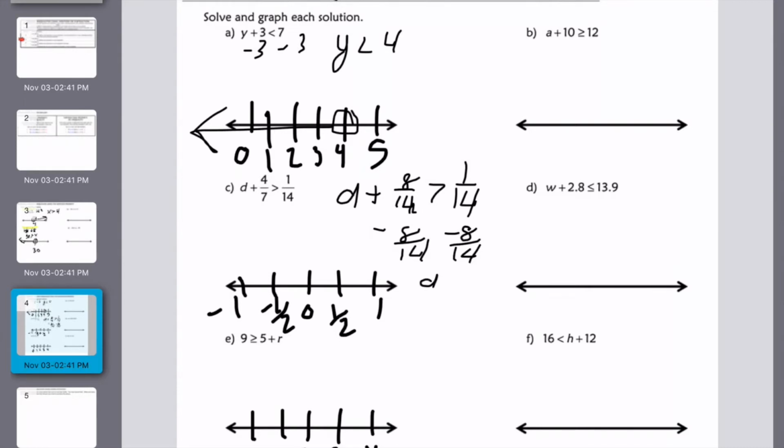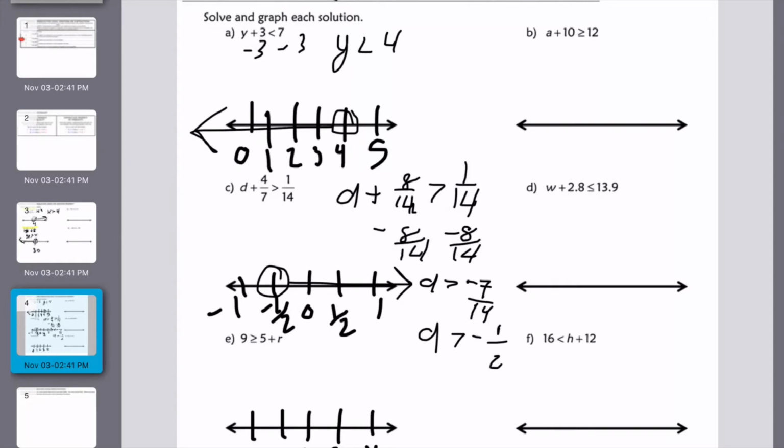And I get d is greater than negative 7/14, which is the same thing as d is greater than negative 1/2. So I'm going to put an open dot on negative 1/2. d is greater than that, so I move my arrow to the right.